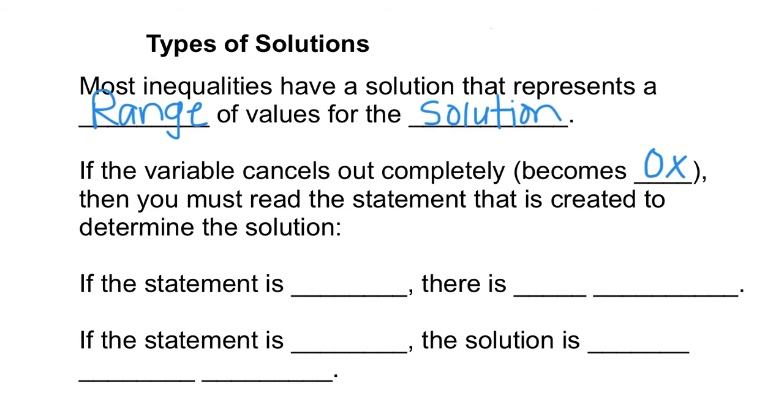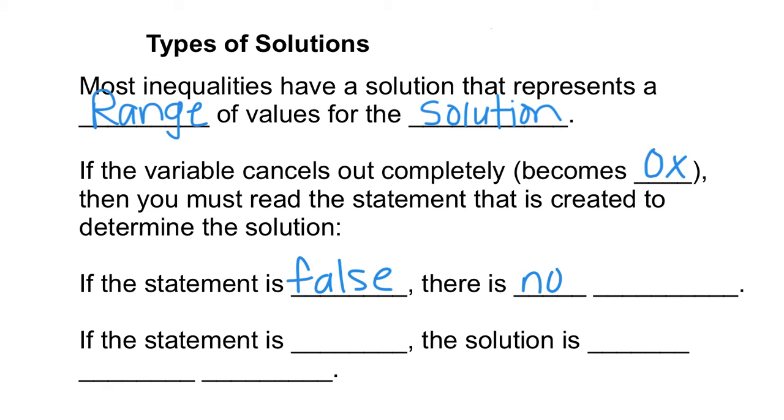So anyway, if you have to solve one of these and you end up with 0x on one side, you can't just assume that the answer is going to be infinite solutions or no solution based on what the other side says. You actually have to read the statement that's left for you. If you end up with a statement that is false, that's how you know there's no solution.